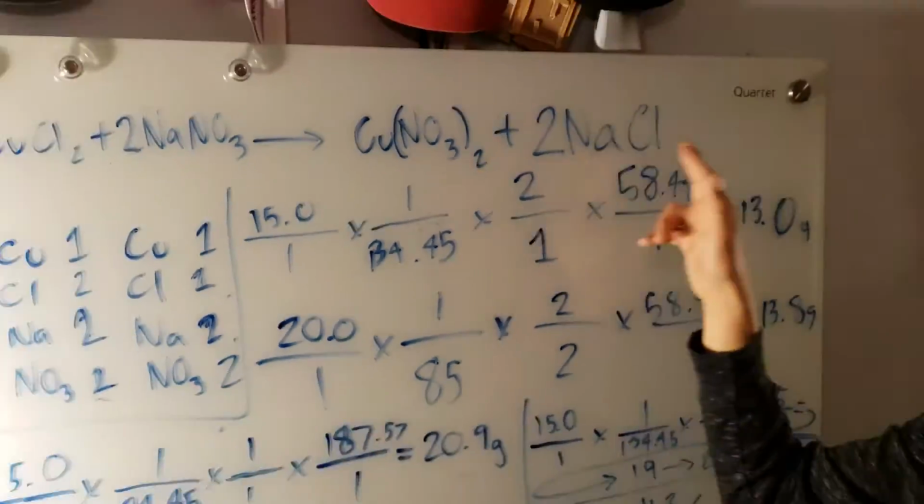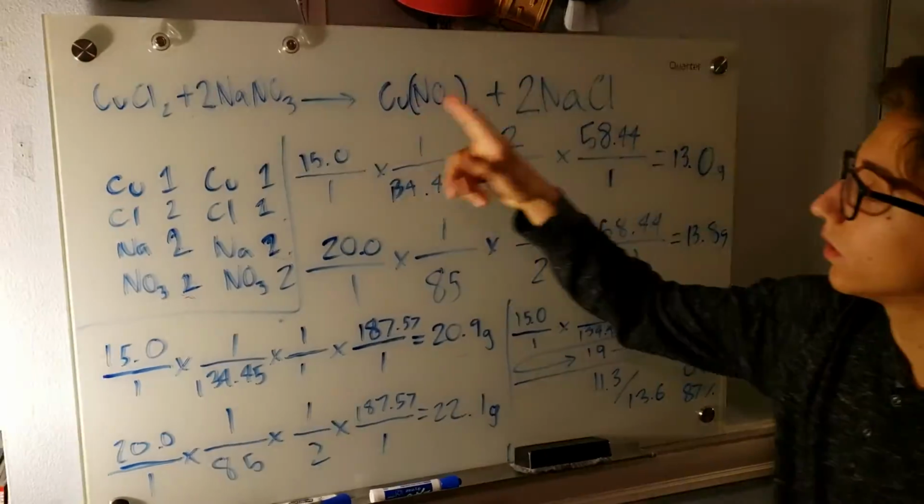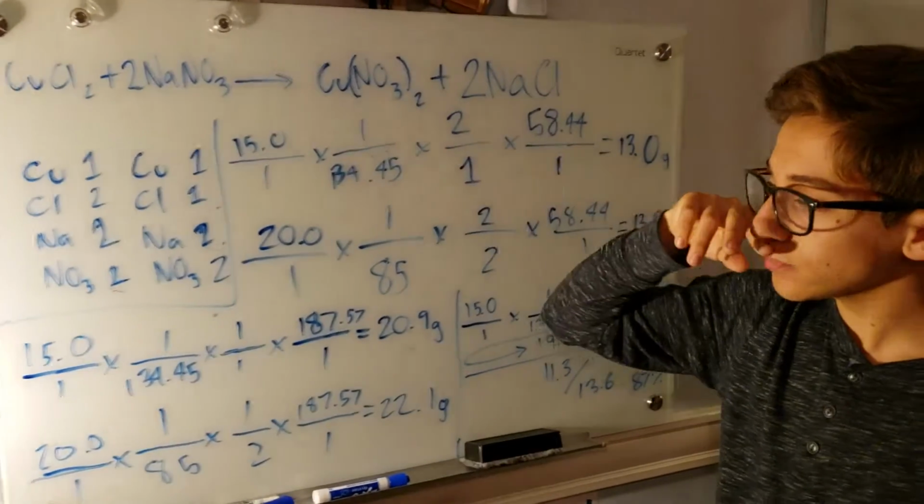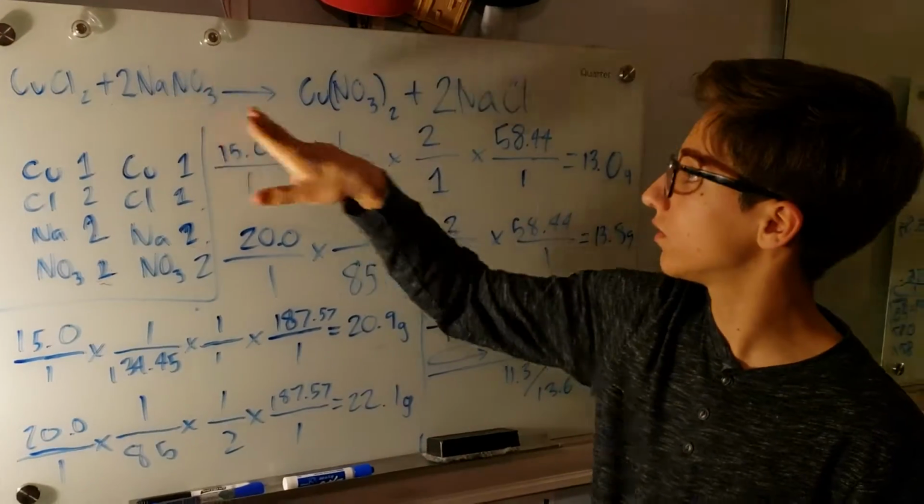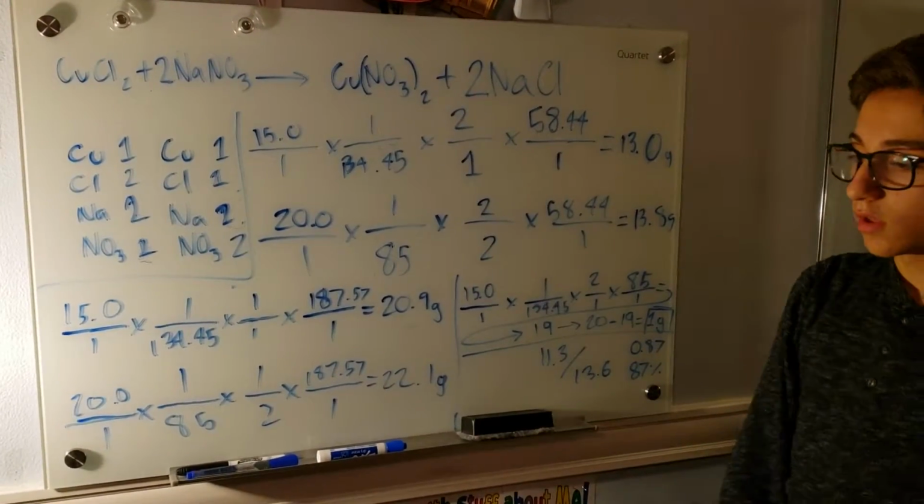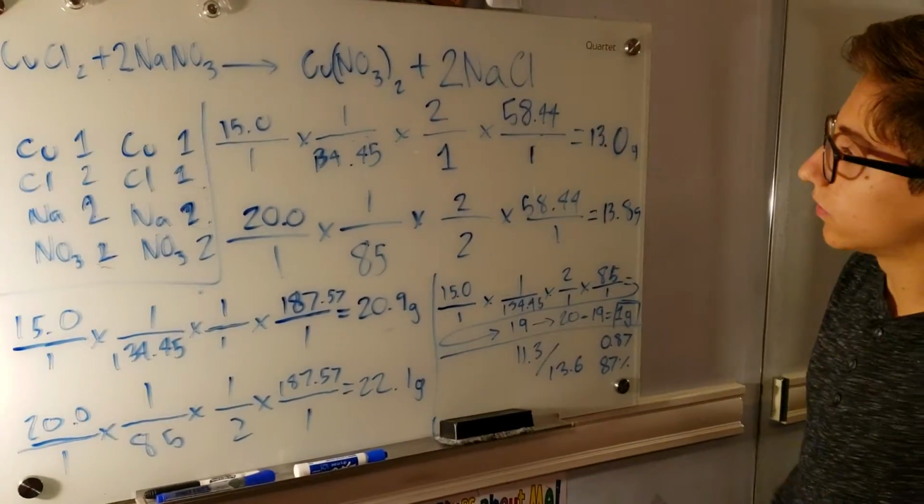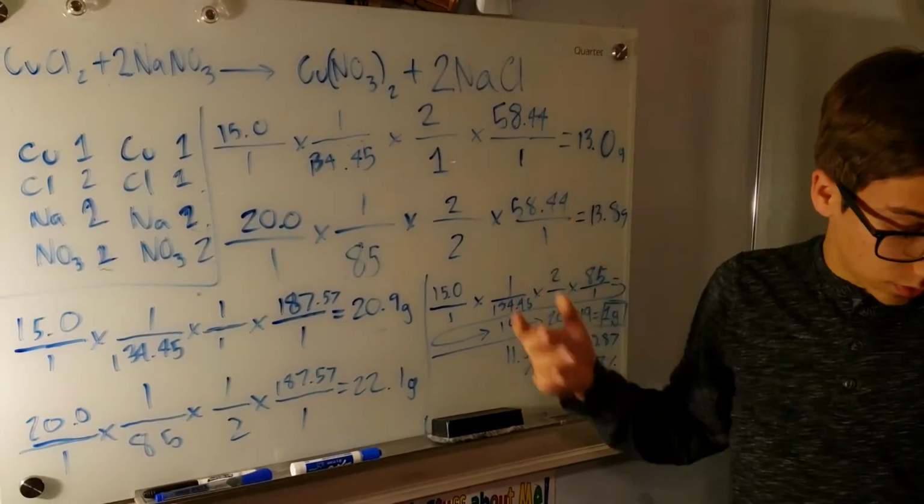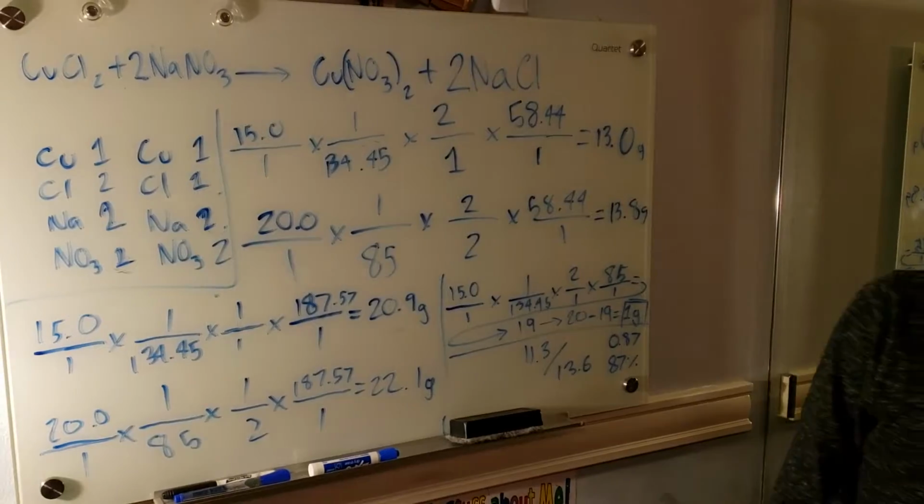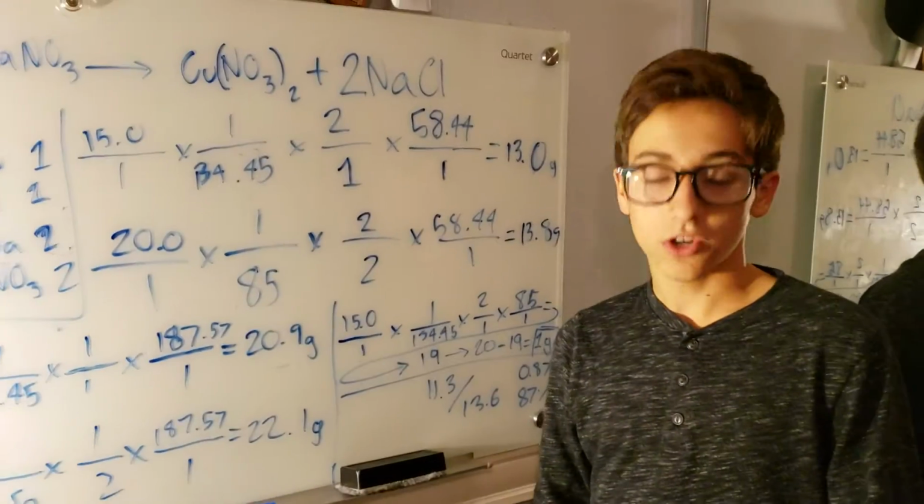Chlorine, and then this two is the chlorine. Two sodiums here, two sodiums here. And two nitrates here, two nitrates here. Now that we've balanced our equation, we can move on to part B of the question.